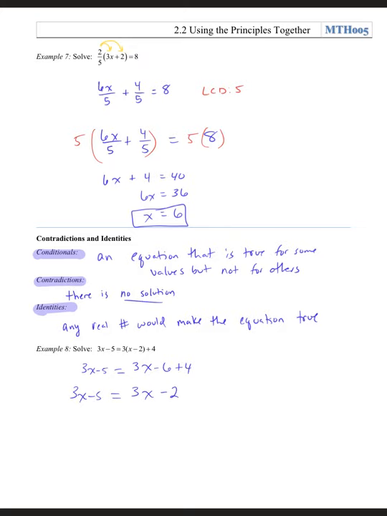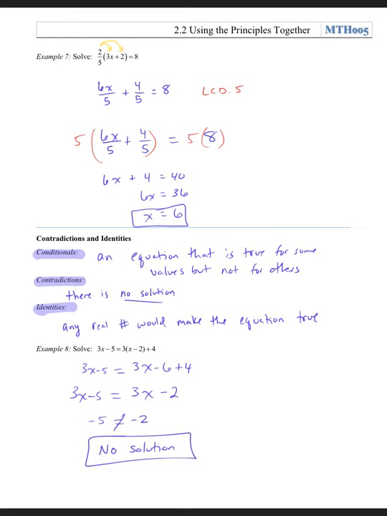Now, we always move the variable term first. You see a 3x and a 3x. Well, you notice they're the same thing. So if you subtract a 3x from both sides, right, 3x minus 3x on the left, you're just left with a negative 5. 3x minus 3x on the right, you're left with a negative 2. This is not a true statement, which means this would be a contradiction, which means there is no solution. This would be the answer to this problem.